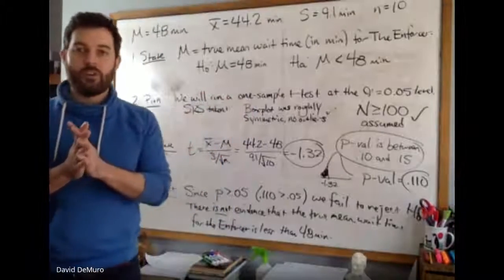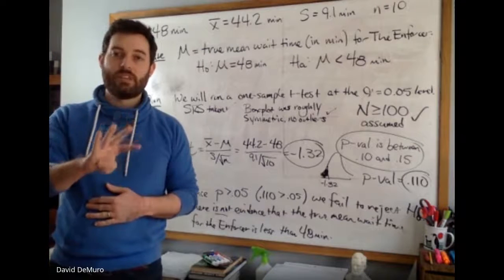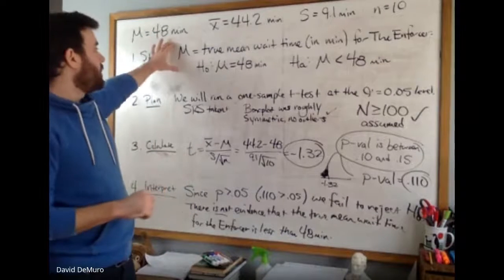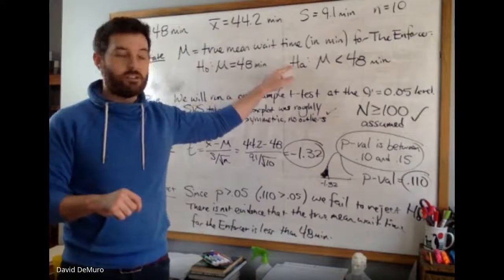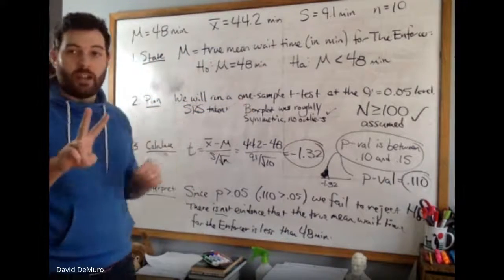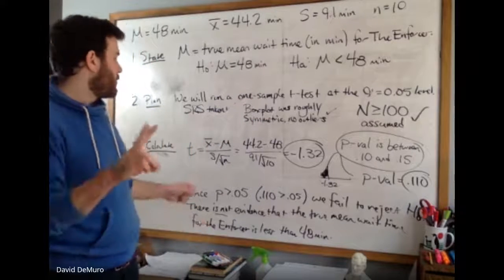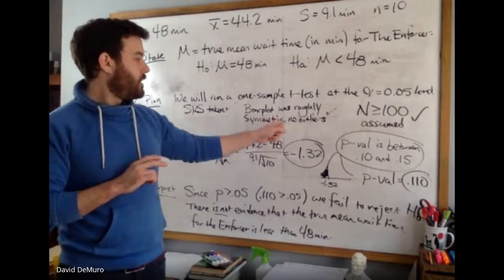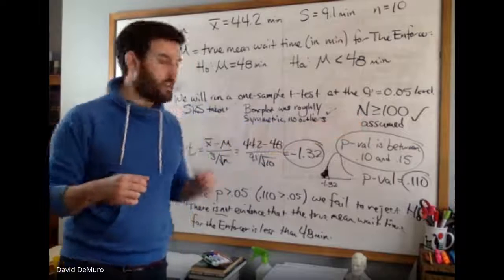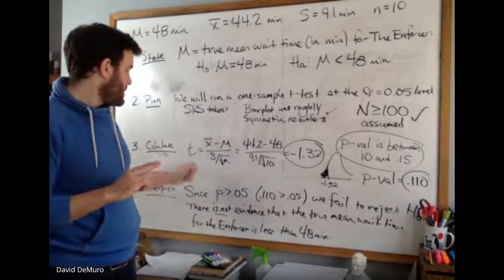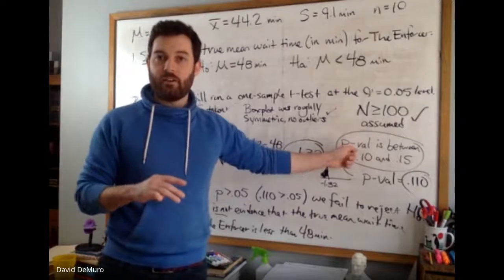So a quick recap of what you should be able to do from this video are the 4 steps involved with a one sample t-test. Step 1, state your parameter of interest, your mean, your null and alternate hypothesis. Step 2, write out your plan. We're going to run a one sample t-test at the alpha 0.05 level. Check your 3 conditions: random sample, approximately normal, and independence if you're sampling without replacement. Step 3, calculate your t-score, test statistic, and p-value. Doesn't matter if you do it by hand or on the Inspire.